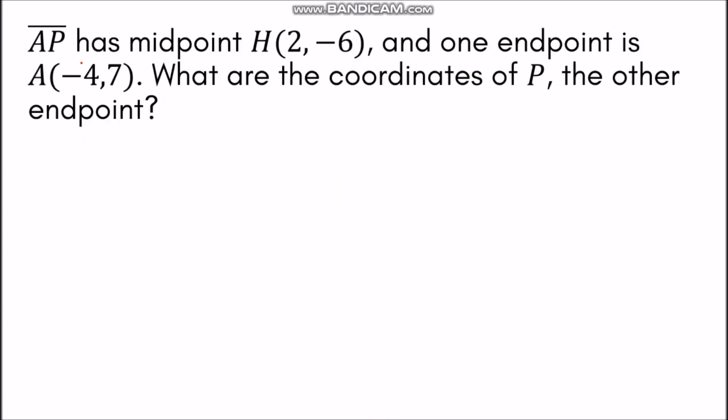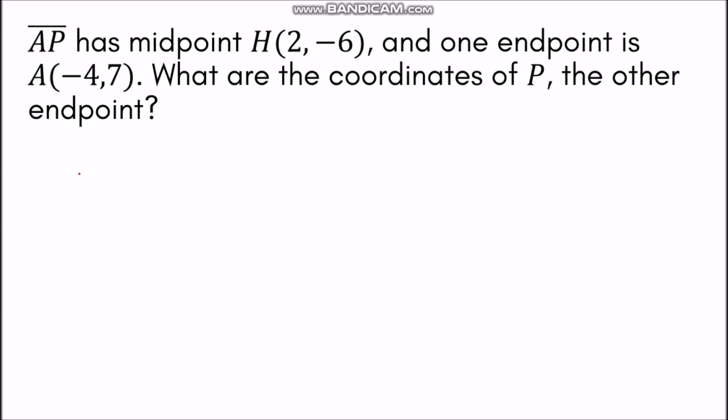Next, let's say segment AP has midpoint H, which is 2, negative 6, and one endpoint is given, which is A, and that is negative 4, 7. Now we need to find the coordinates of P, which is the other endpoint of segment AP. So we have one of the endpoints, which is point A. We also have the midpoint, which is H.